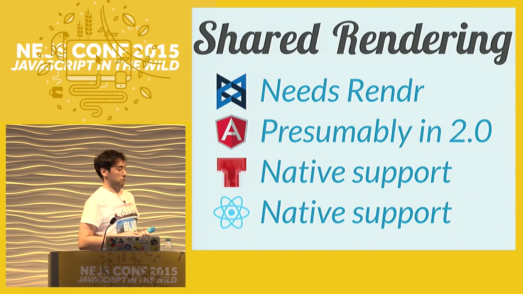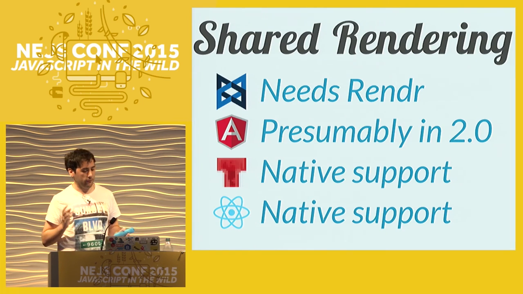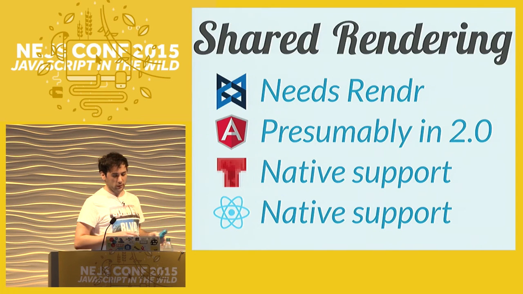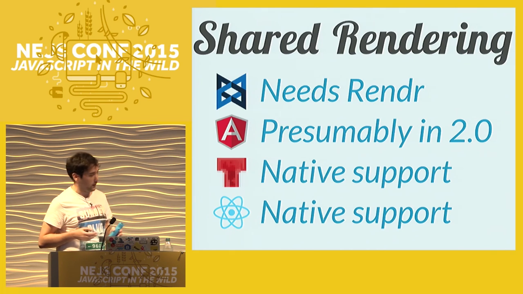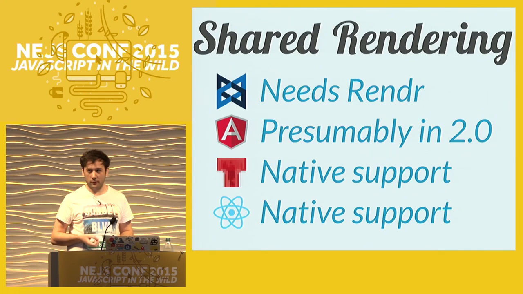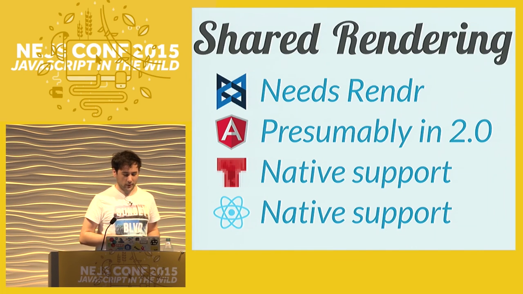For shared rendering, there aren't a lot of options because you have Backbone, which needs render, which sucks. You have Angular in 2.0, maybe. You have Ember, which was supposed to have it, but it's basically for web crawlers only. So you have Tonos, which is this weird thing I built and nobody uses. So that's not good either. And you have React, which is the only reasonable thing to use nowadays for shared rendering. And the problem is, even though people use React, they still don't do shared rendering. Even Instagram doesn't, so whatever.